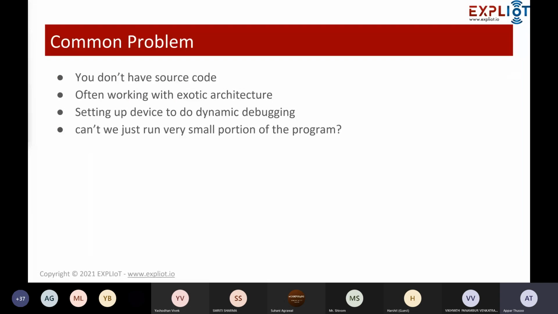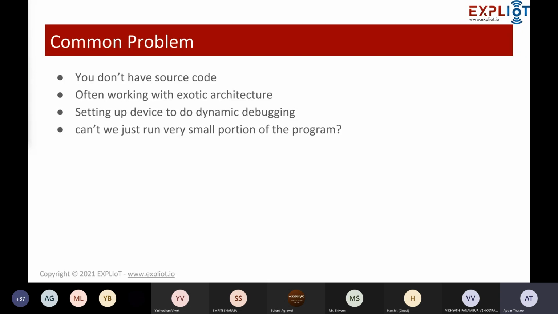Common problems while we assess firmware are that you don't have the source code. You have the binary. You have to put it into the reverse engineering tools, decompile and disassemble, and try to map the functions together in order to understand how a particular firmware binary is working.